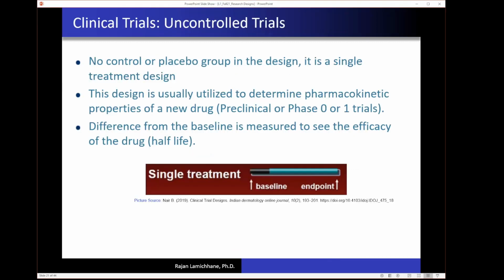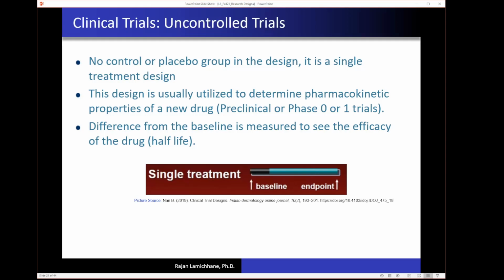Another clinical trial is the uncontrolled clinical trial. In an uncontrolled clinical trial, there is no control group or placebo group in the design. It is just a single treatment design, meaning we just want to see the difference from baseline to the endpoint. This design is usually utilized to determine the pharmacokinetic properties of a new drug, how this drug works in your body. It wants to see how the value from baseline differs to the endpoint values, and usually it is used to see the half-life of the drug. Usually they are used in preclinical or phase 0 or phase 1 trials.